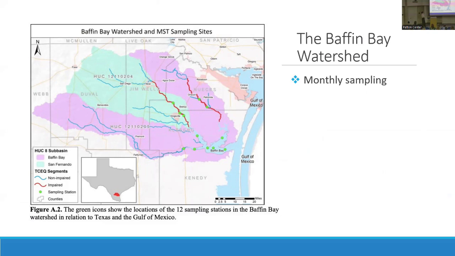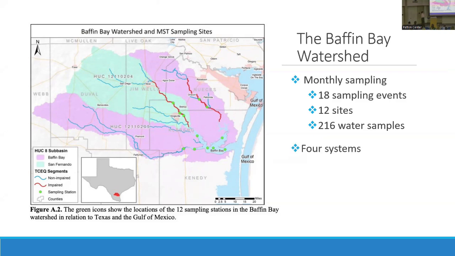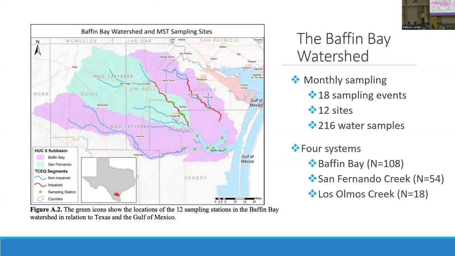There's 3 in San Fernando Creek, 2 in Petronila Creek right here, and 1 in Los Olmos Creek. We did this for 18 months, so we had 18 sampling events at 12 sites for a total of 216 water samples. And we divided it up into those 4 systems of Baffin Bay, San Fernando, and Los Olmos Creek. And a quick note here, the red means impaired. At the beginning of this experiment, only San Fernando and Petronila Creek were impaired. Los Olmos was added to the list of impaired creeks in 2024.